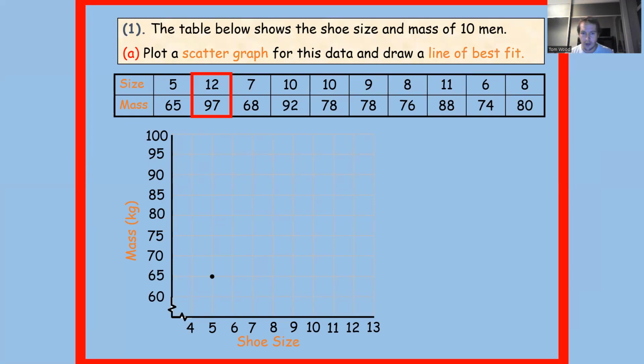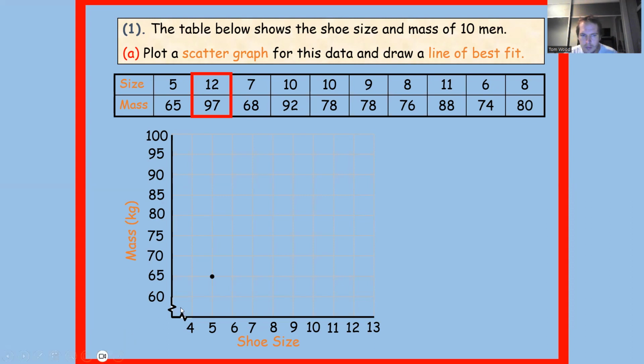Okay, here's a graph. I do apologise, it is a little bit hard to see. I do need to try and go through and strengthen up those lines a little bit. This is a graph that compares the mass of 10 different men and their shoe size. And we're just looking to see, well, is there a link between these?